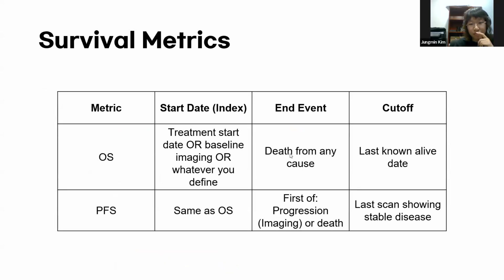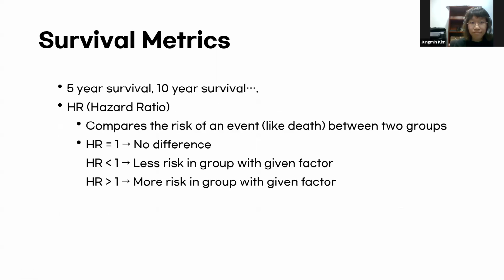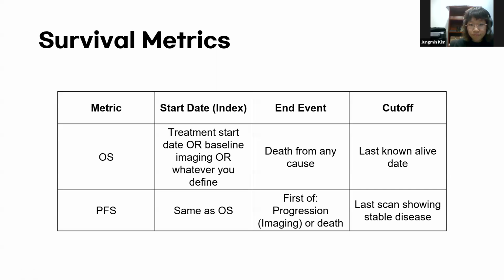So I made a table to help understand overall survival and progression-free survival: the start date, the end event, the cutoff. Cutoff can be the censor date. You censor data when there is no outcome yet. If there's no progression or death yet, you have to use the censor date.